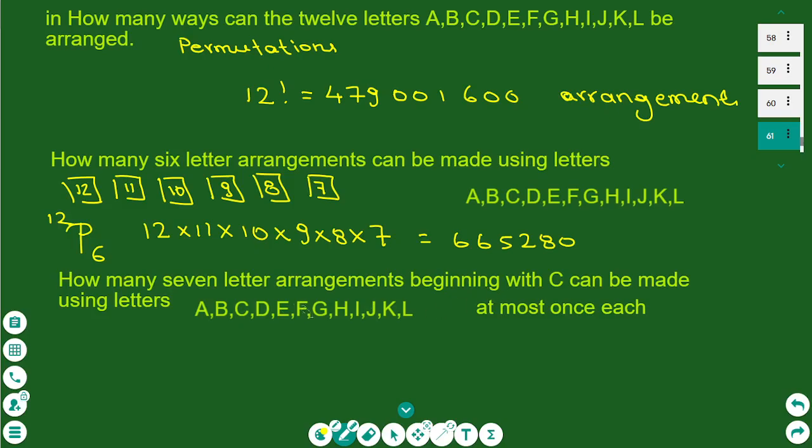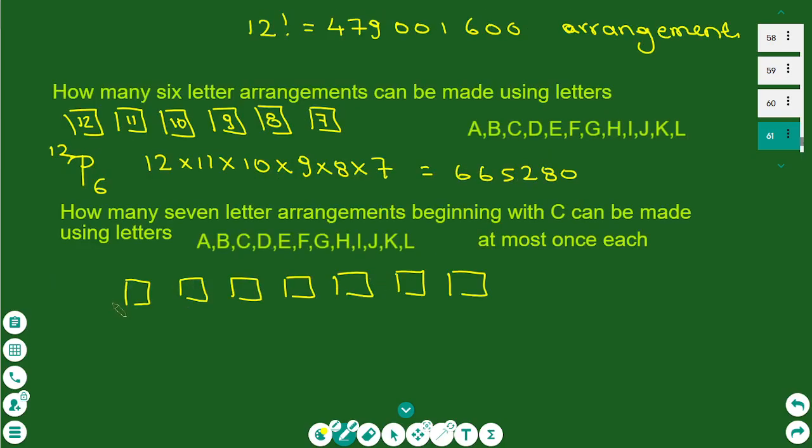And let's move to the next example. How many 7-letter arrangements beginning with C can be made using the letters A, B, C, D...? So there are 12 letters in total. So we need to have 7 letters out of 12, but the first letter needs to be constant, C. So we need to have the C as the first letter.